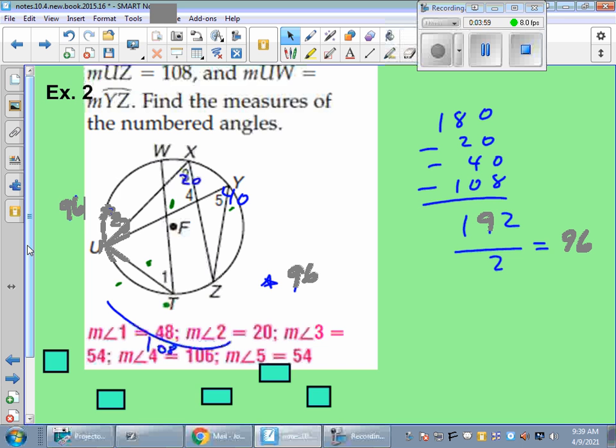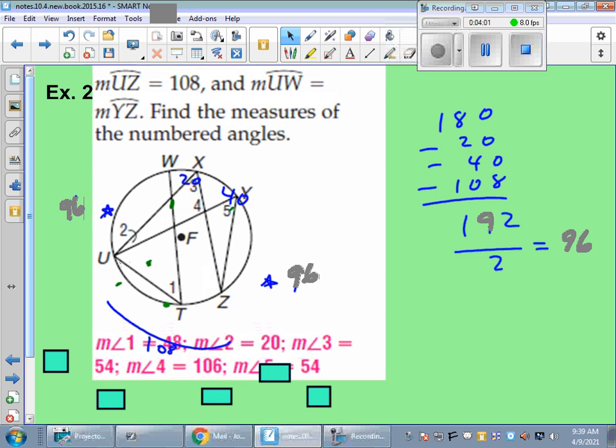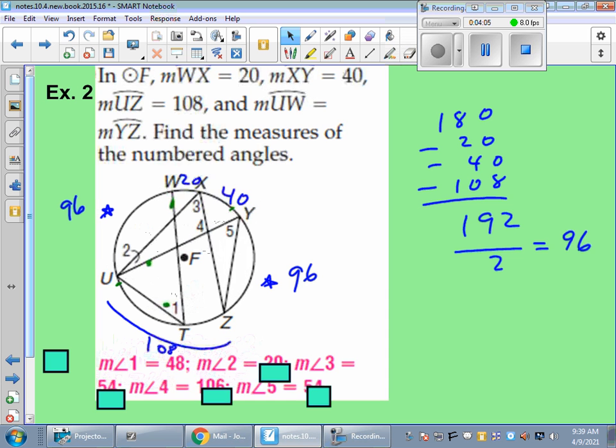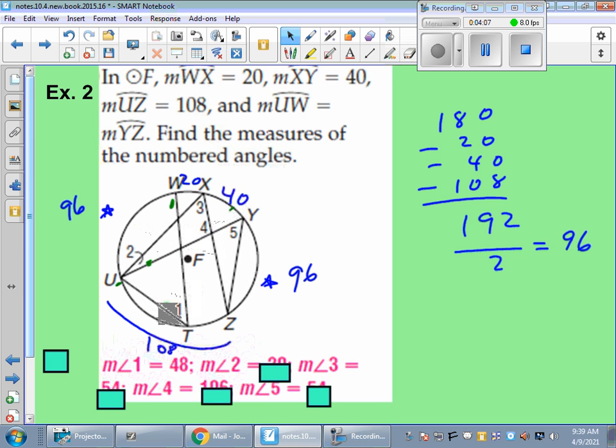The measure of angle 3, let me get all this stuff out of the way here. Oh, whoops. All right, so that kind of works you through what you need. Angle 3 is going to be 54. So again, find that. Here we go. You're taking half of that right here.